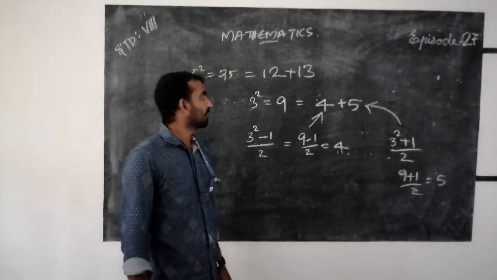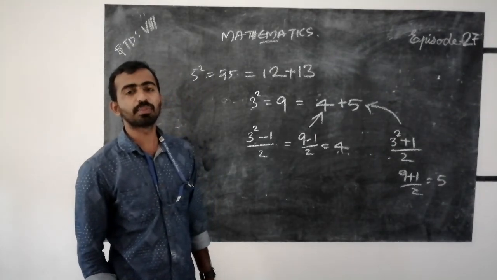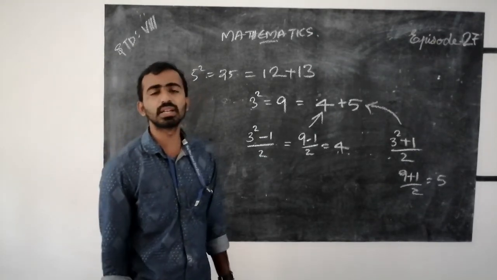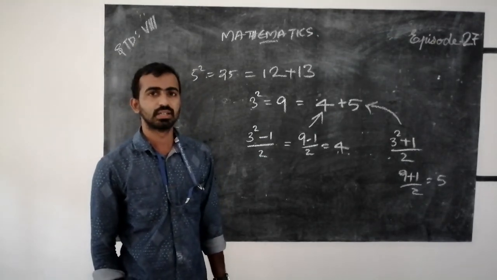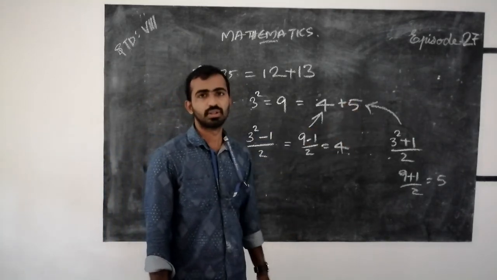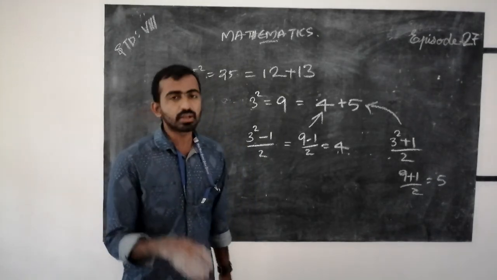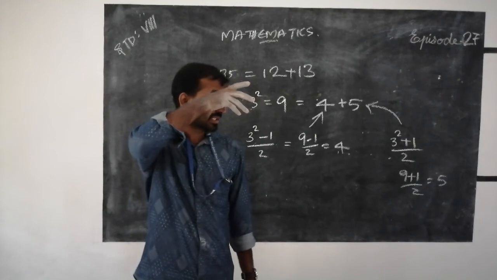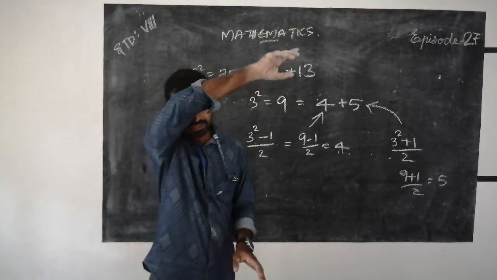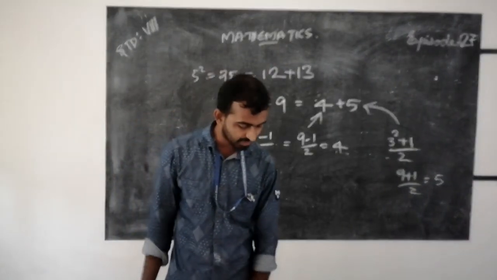And next is 5 square plus 1 whole divided by 2. That is 5 square means 25. 25 plus 1 we get 26. 26 by 2 we get 13. Is it okay? Is it clear? Any doubt? Okay, good. And you just read your questions, page numbers 90, 92, 93. Is it? Yes. And next we are going to discuss our exercise.